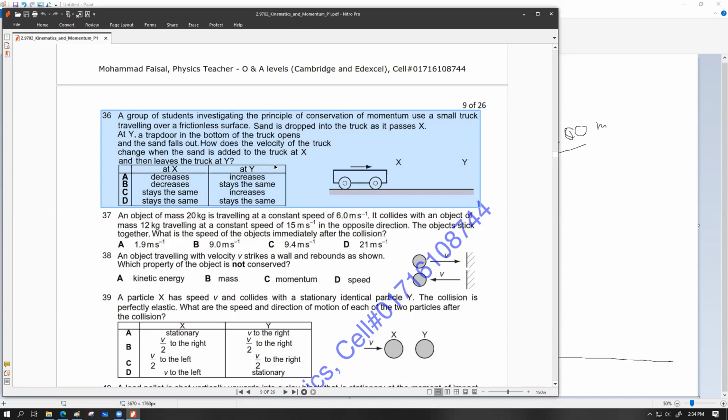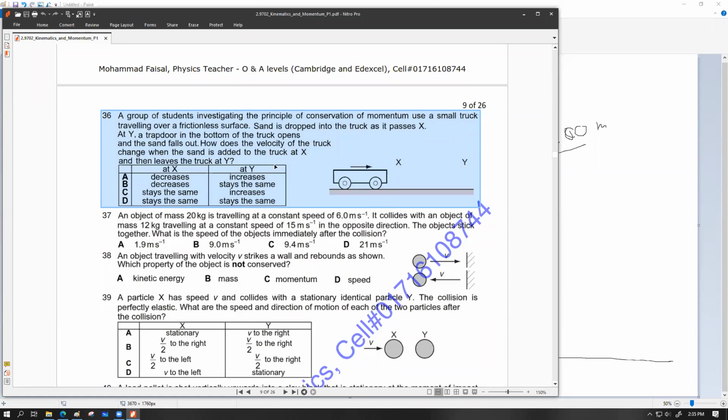What happens when the trapdoor opens and the trolley starts to lose sand? Now, before I get into this question, I need everyone to look at the question very clearly and tell me, how is the surface? Frictionless. The surface is frictionless. Do you see that? Did you find that? The surface is frictionless. So now, what happens on a frictionless surface?